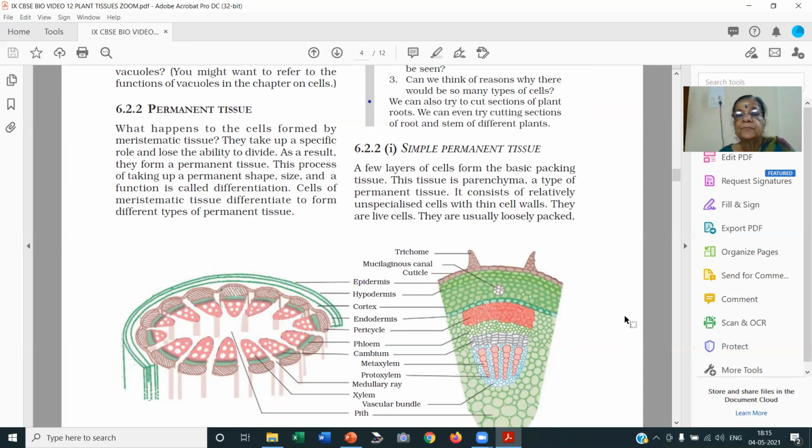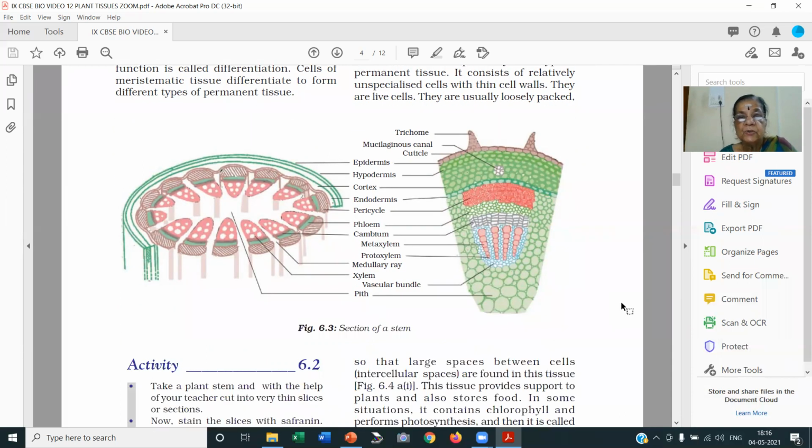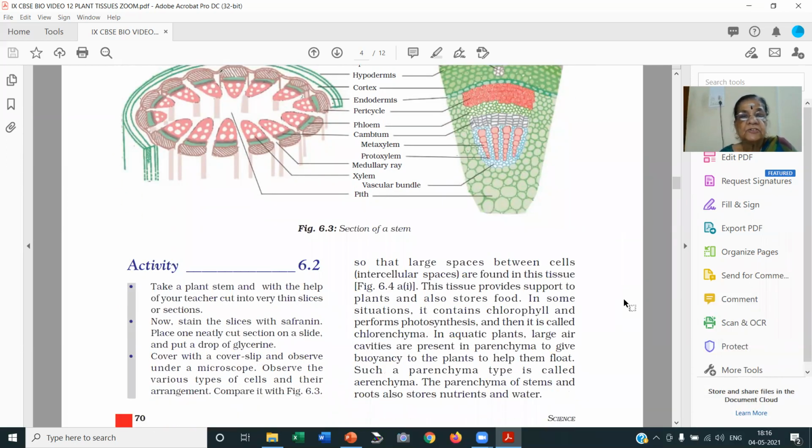It consists of relatively unspecialized cells with thin cell walls. They are living cells and usually loosely packed so that there are large spaces between the cells. That is called intercellular spaces. Presence of intercellular spaces. Okay. And this tissue provides support to plants and also stores food. Function of parenchyma. I hope you are listening. This tissue provides support to plants and also stores food.